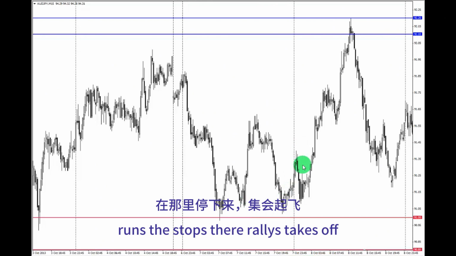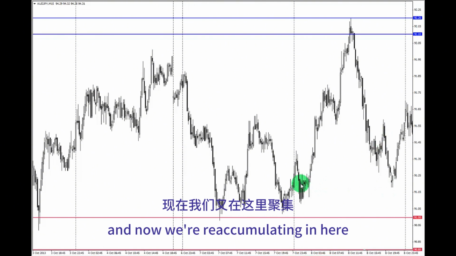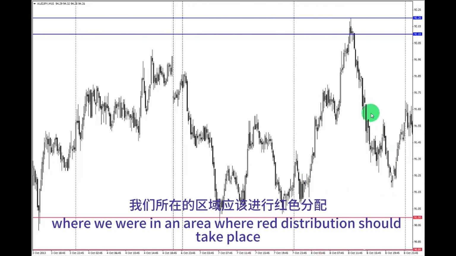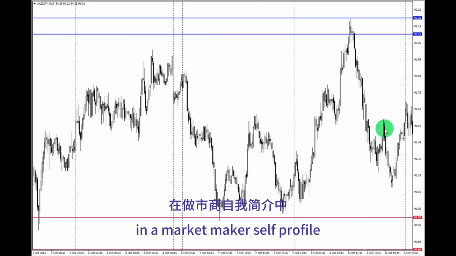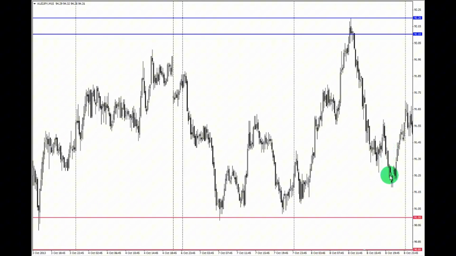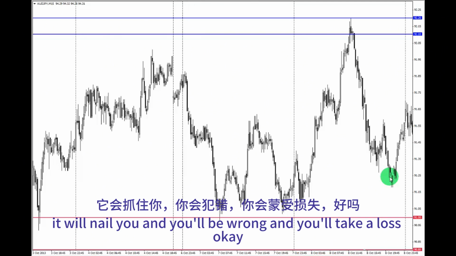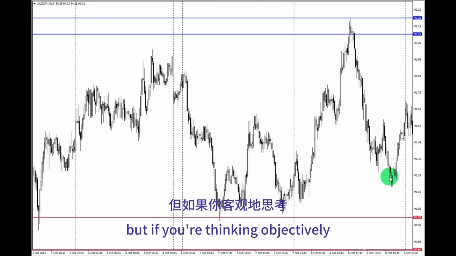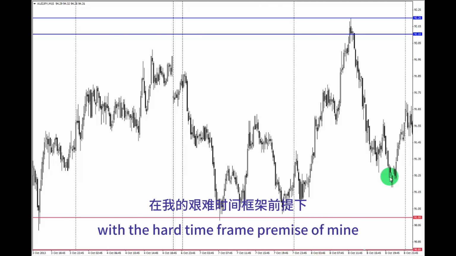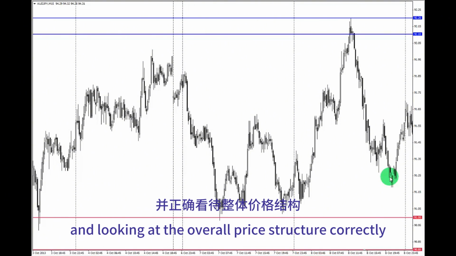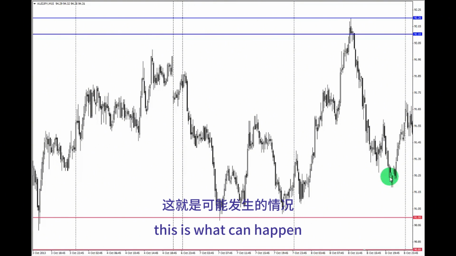Runs the stops there, rallies, takes off, and now we're reaccumulating in here, where we're in an area where redistribution should take place in a market maker sell profile. This is that point at which, if you don't have the higher time frame premise in mind, it will nail you and you'll be wrong and you'll take a loss. But if you're thinking objectively with the higher time frame premise in mind and looking at the overall price structure correctly, this is what can happen.